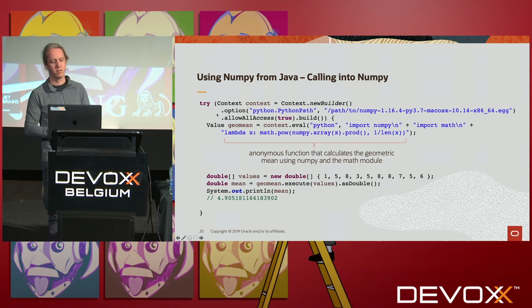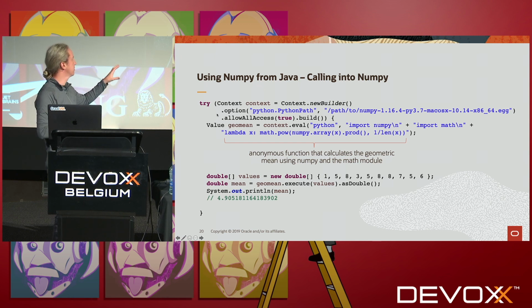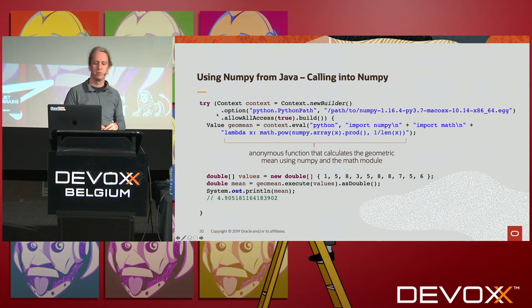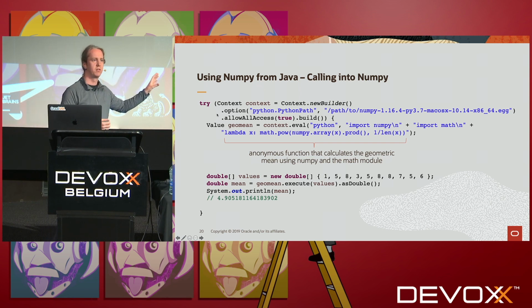And what I'm doing here is I'm using the NumPy and math modules inside an anonymous function, this lambda here, to create the geometric mean of some input. And again, I get this anonymous function just as a polyglot value. And below, I'm creating some Java array, and I'm using this geomean function without any problem. I'm telling it, give me the result as a double, because it could be anything from the point of view of Java here. And it's going to do everything in its power to convert it to a double and return it to me.